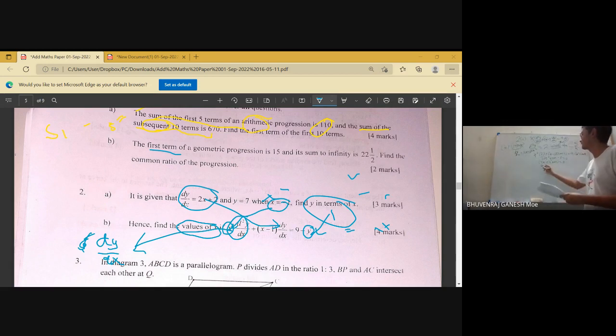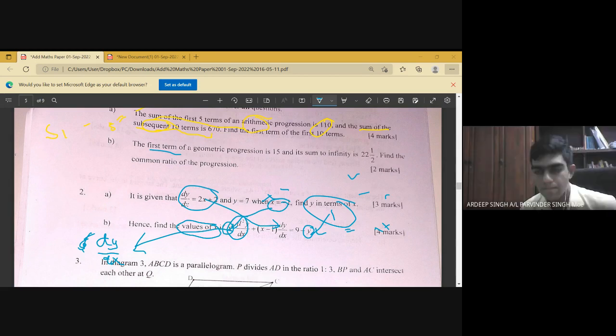So that is the logic. You can find both values, 3 over 5. This one is like chemistry only. Reject electron, accept electron.